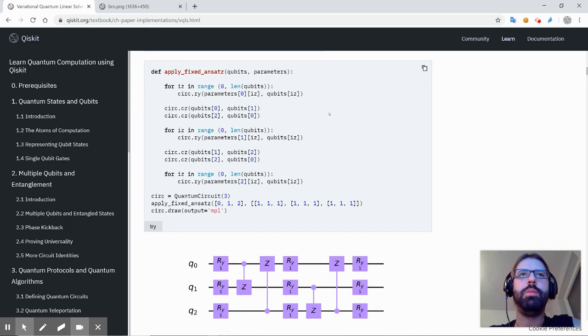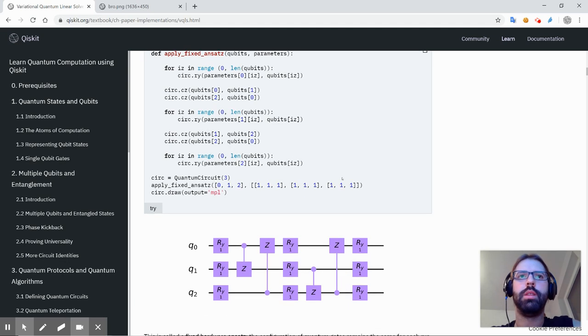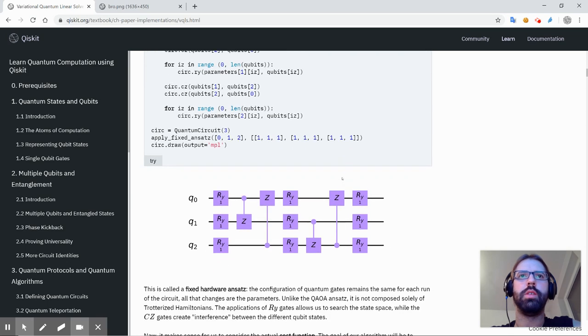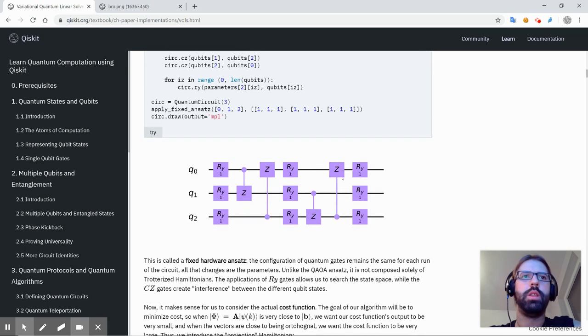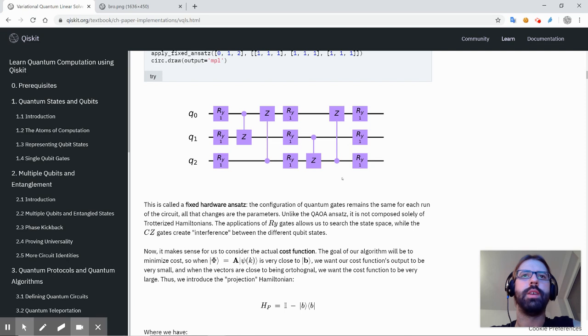That doesn't seem to be like QAOA, where there's an actual interpretation of the ansatz, an actual meaning in the way you design it, or there can be. This seems to be just a bunch of rotations and control Z gates. This is called a fixed hardware ansatz.